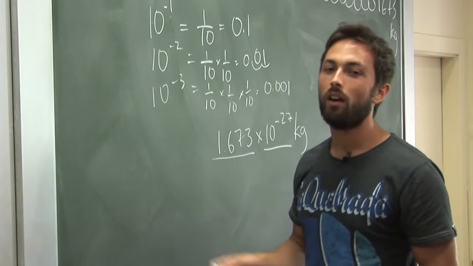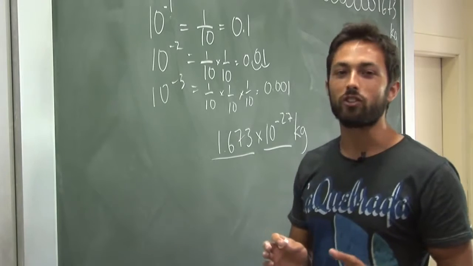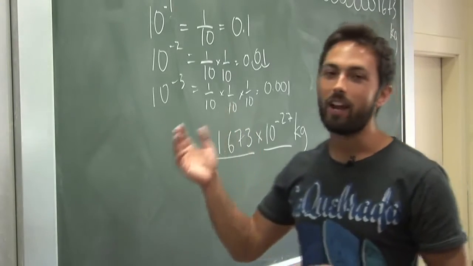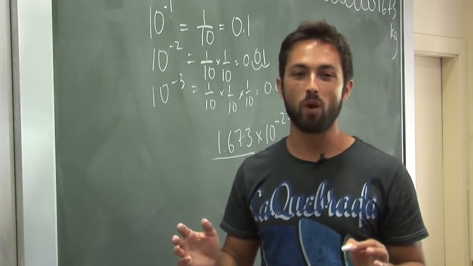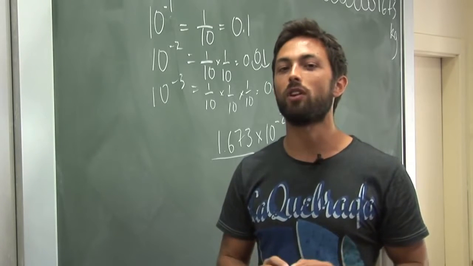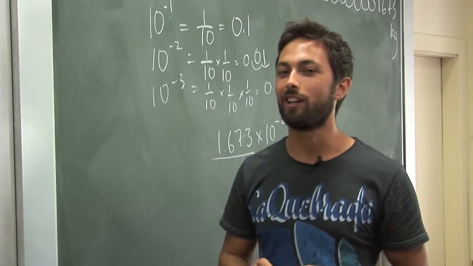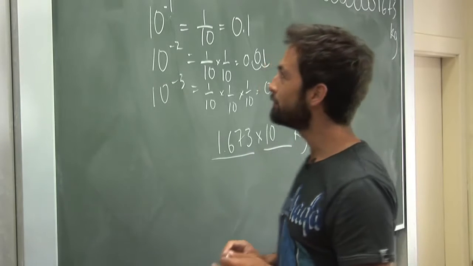So as a challenge question to see if you've understood it: if the sun were made entirely of protons, how many protons would there be in the sun?